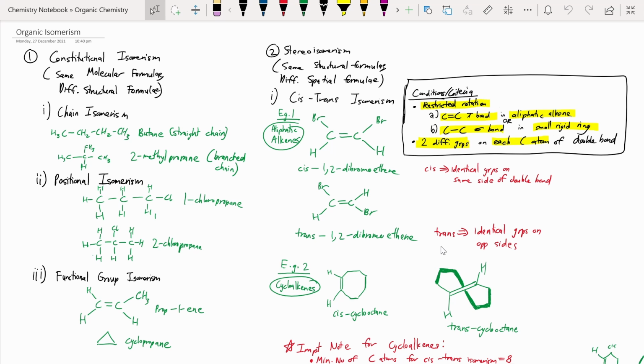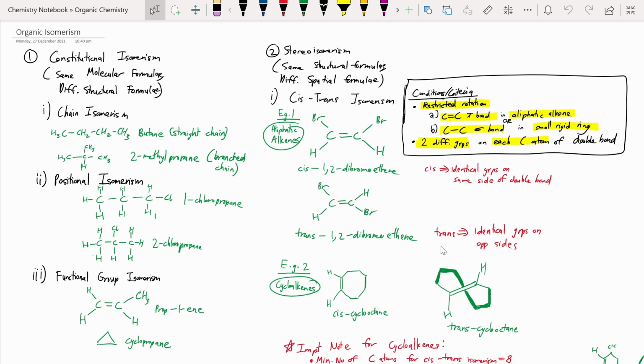In this video, we're going to be talking about organic isomerism. There are two different types of isomerism. One is constitutional isomerism, second is stereoisomerism. As you all know, constitutional isomerism refers to isomers of the same molecular formula but different structural formula, while stereoisomerism refers to organic molecules which have the same structural formula but different spatial formula.